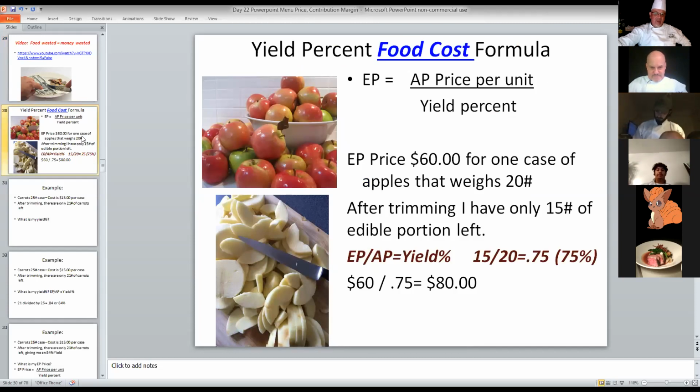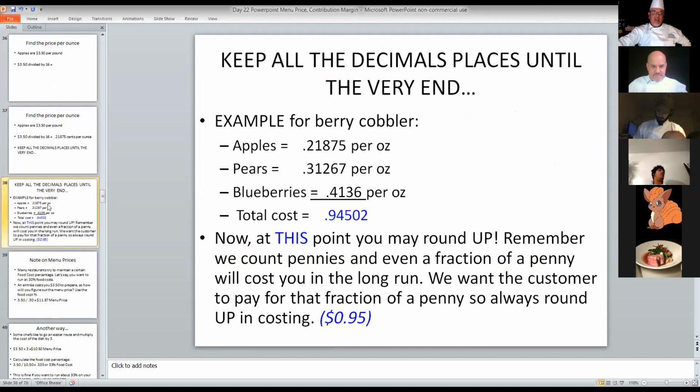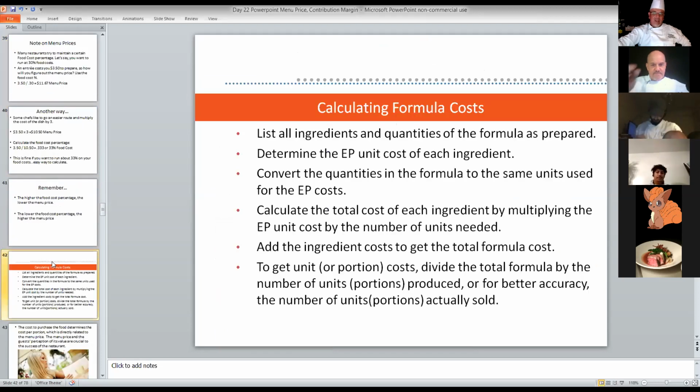EP divided by AP equals yield percentage, 75%, okay? We're going to skip over these practices right here because we went through them yesterday, okay? And then we're going to spend some time with you guys. I know I said about an hour, but it's running a little bit later than that, okay?